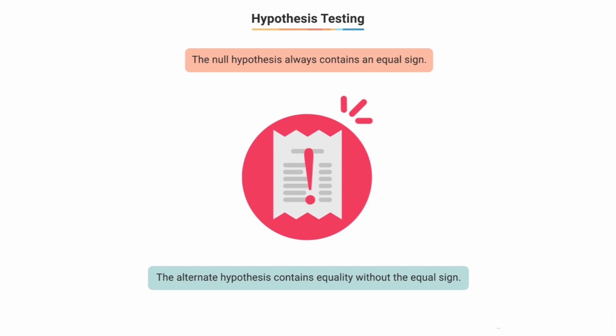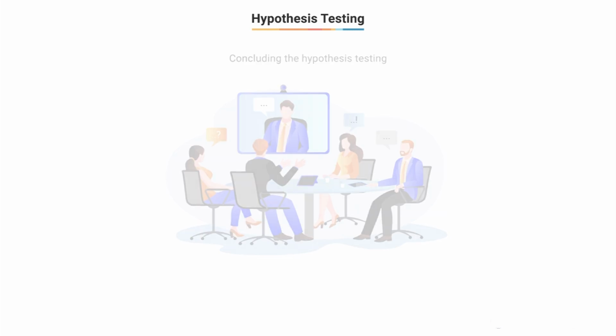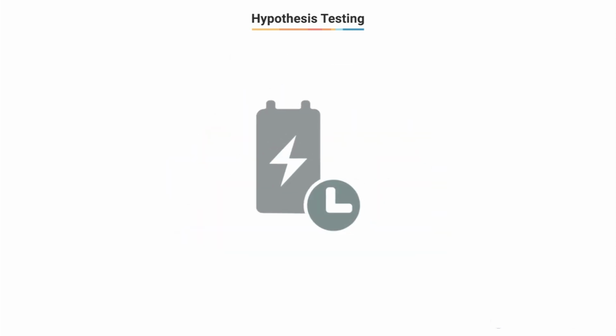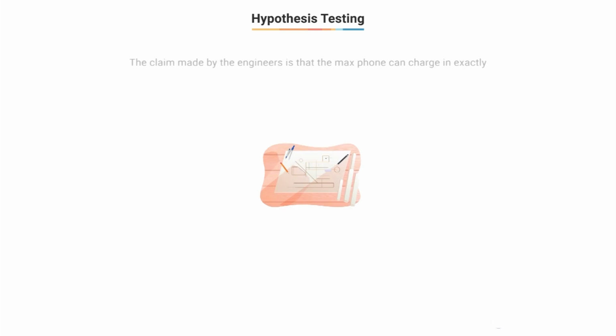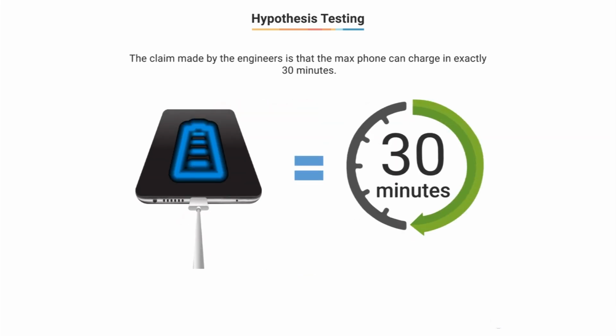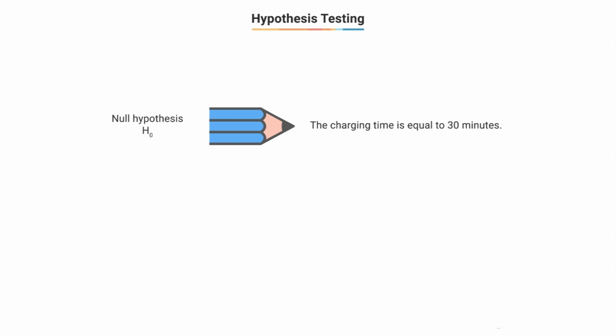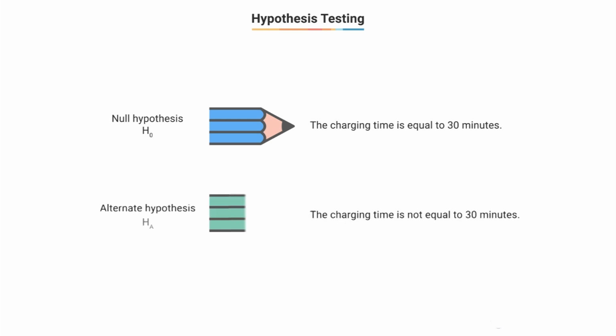Now, before we take some examples to frame the hypothesis, we would like to discuss some important points to conclude the hypothesis testing. Let's go back to our charging time example where we wanted to test the claim made by the engineers that the max phone can charge in exactly 30 minutes. So this is how we framed null and alternate hypothesis. The null hypothesis or H0 is that charging time is 30 minutes. The alternate hypothesis is that charging time is not equal to 30 minutes.